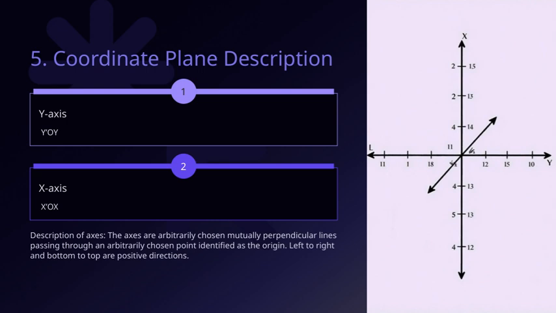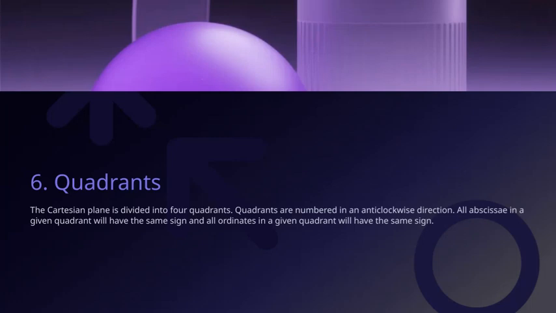This foundational idea is crucial as we delve deeper into coordinate geometry and how it connects to the broader themes of this presentation. Let's take a closer look at the Cartesian plane. It's divided into 4 quadrants, which are numbered in an anti-clockwise direction. This means that starting from the top right, we move counterclockwise around the plane.